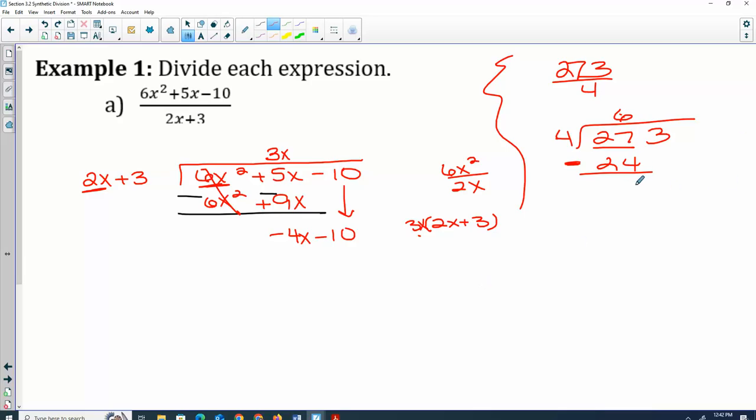Alright, same thing. When we are working over here with numbers, we subtract, 3 comes down, and then you're back to the beginning. So now you have to do 33 divided by 4. So that's what we're doing now. I'm going to do negative 4x divided by 2x. What's that give me? And then you multiply. Negative 2 times the 2x plus 3. What's that give us?